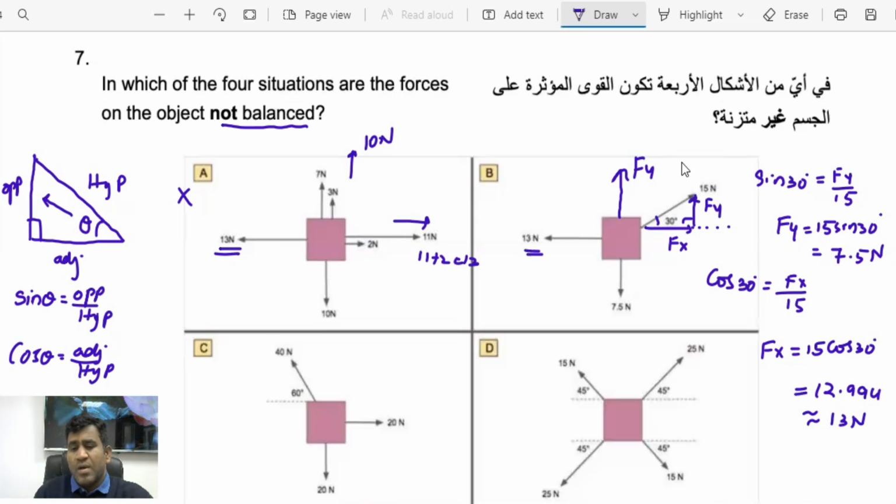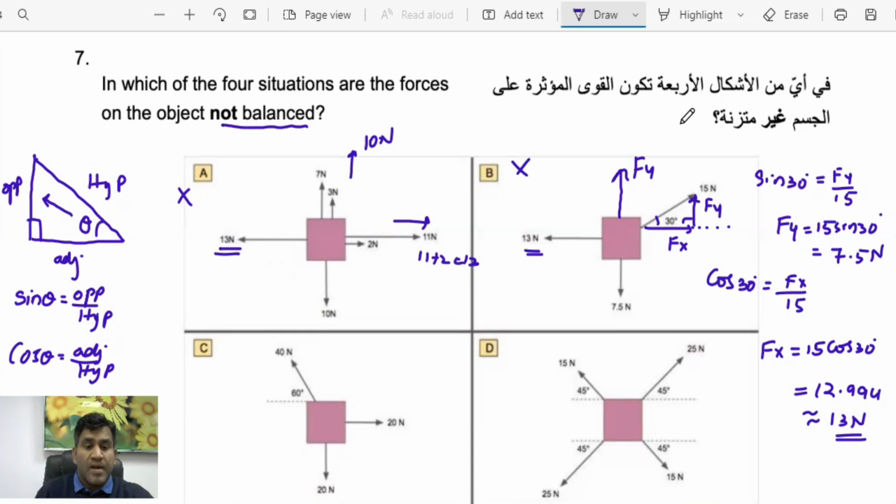So because our calculator shows us the value 12.994, it is approximately equal to 13, because we can't insert all the values. So we can just round it over here as 13 Newton. This is also balanced. We are looking for something which is not balanced, so I can't choose this one as well.